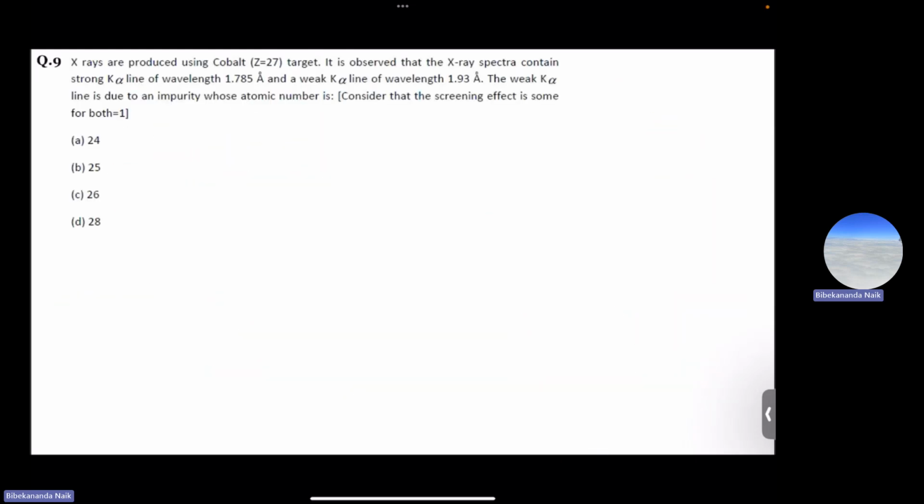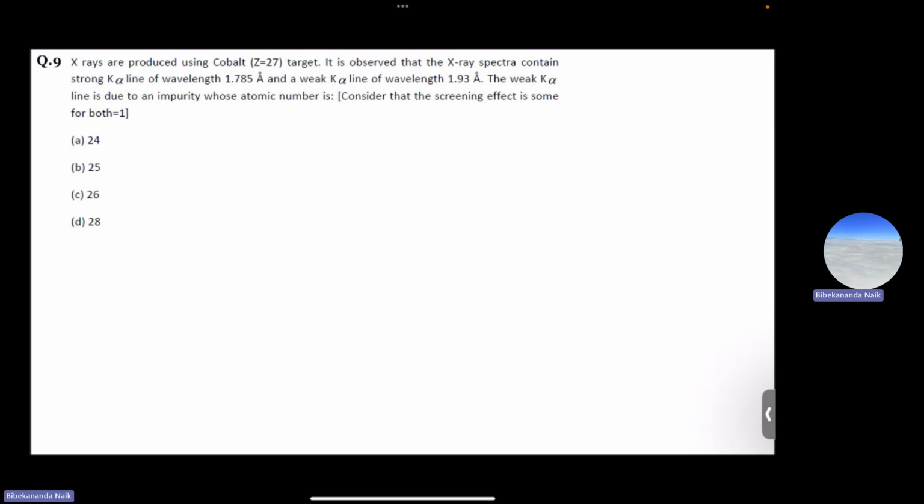Then question 9. X-rays are produced using a cobalt (Z equal to 27) target. It is observed that the X-ray spectra contains a strong K alpha line of wavelength 1.785 Angstrom and a weak K alpha line of wavelength 1.93 Angstrom. The weak K alpha line is due to an impurity whose atomic number is.